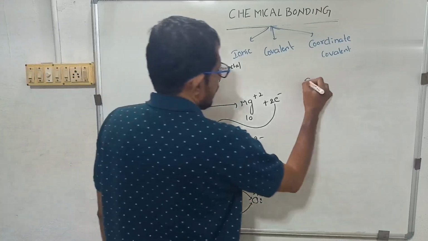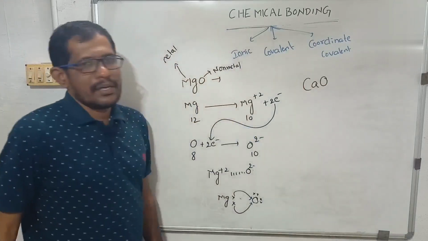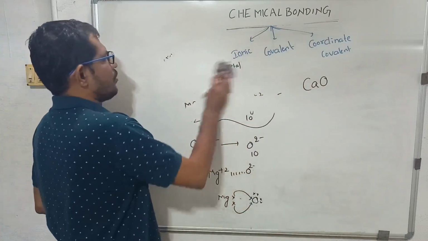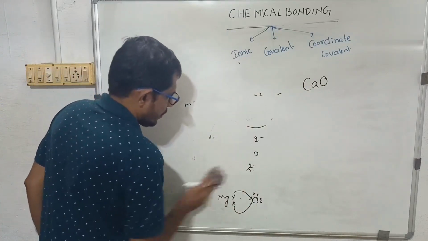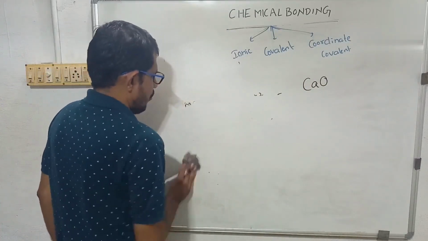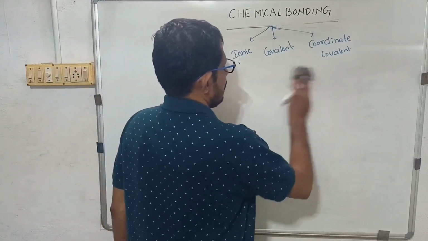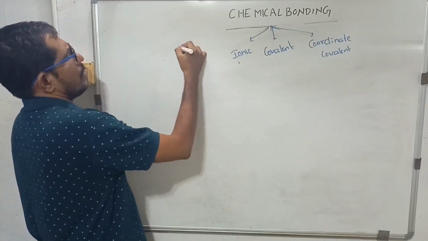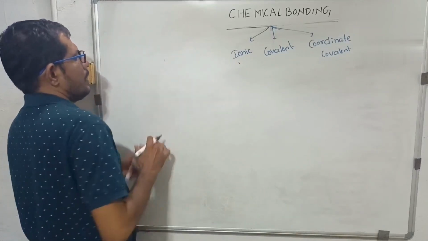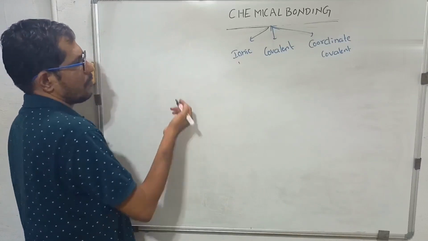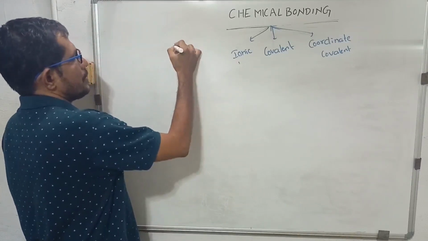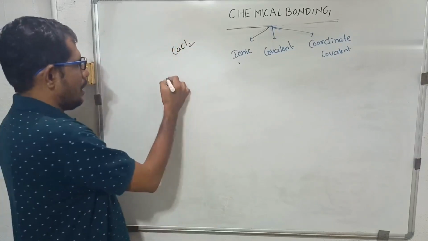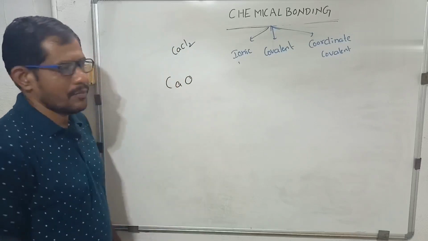I am giving you homework. You can try calcium oxide. Then we will come to the properties of ionic compounds. I will give you another homework: do calcium chloride. You can do this as homework. I will explain calcium oxide also.